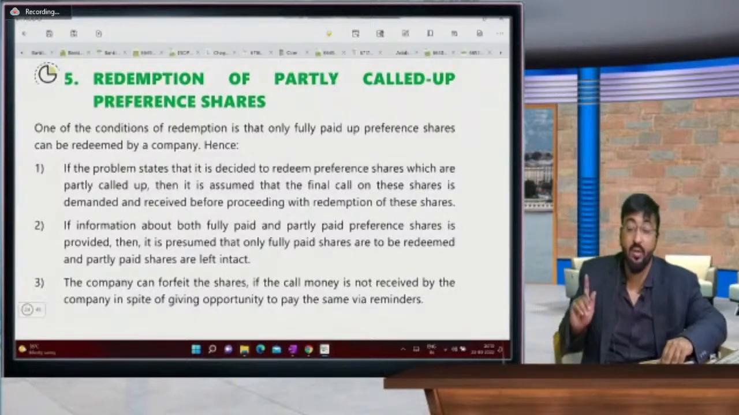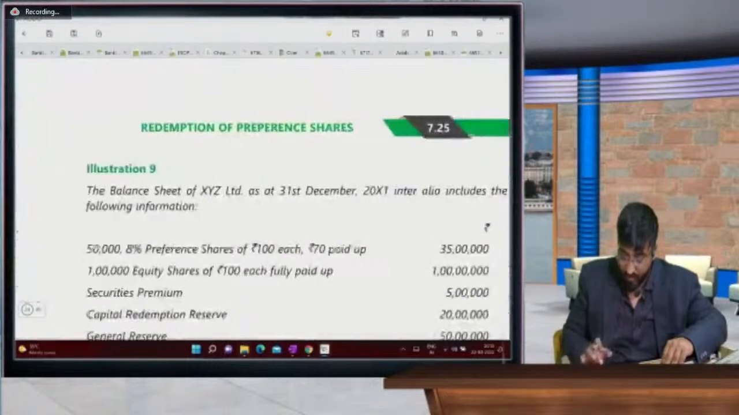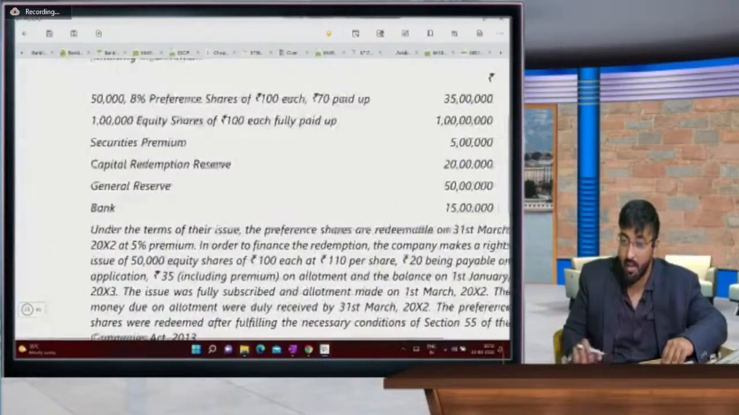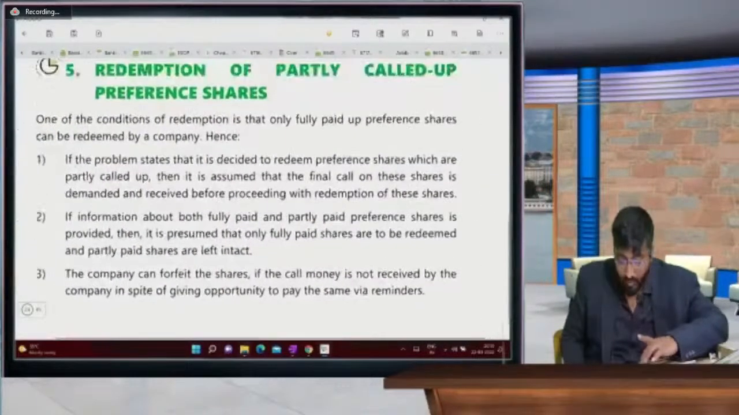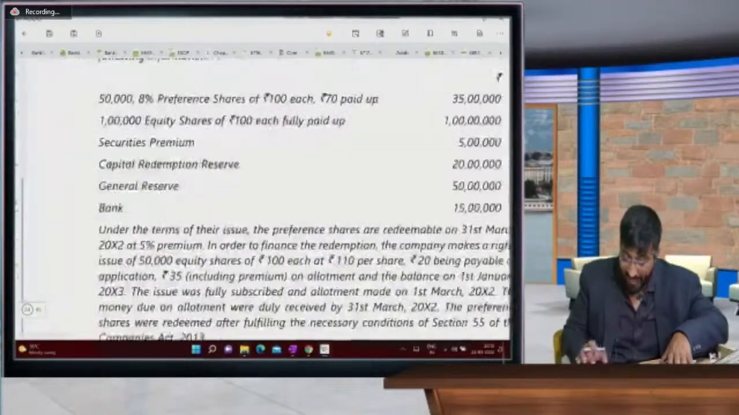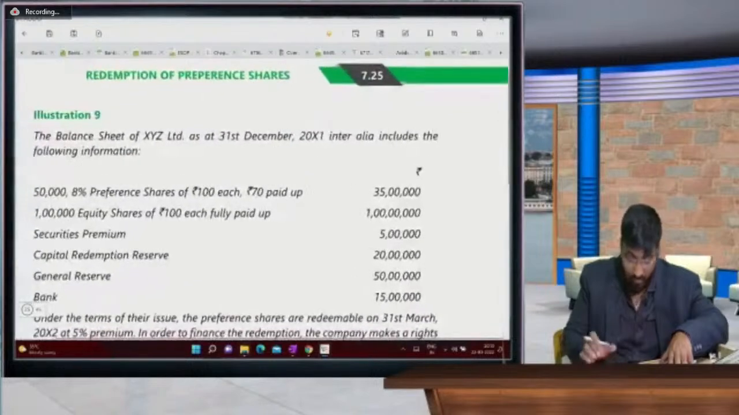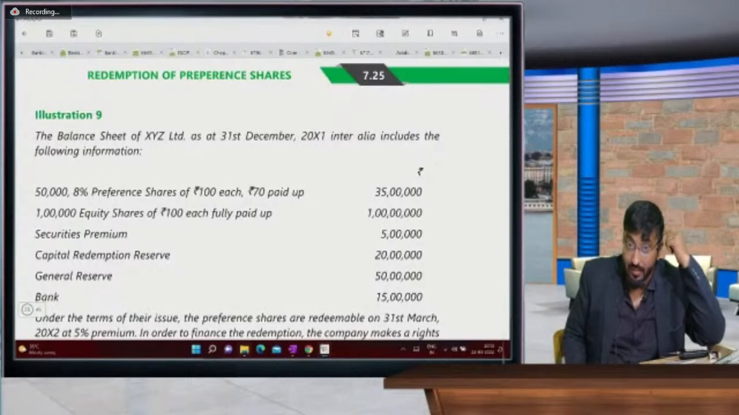Beta, I take those names who answered very first. Many students answer it correctly, almost 100 students, but I take those names who are answering very fast. Now, please understand. Last question. The balance sheet of XYZ Limited as on 31st December. Last question. Please have patience now.